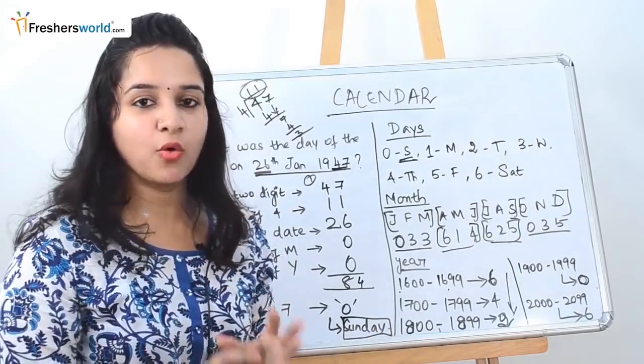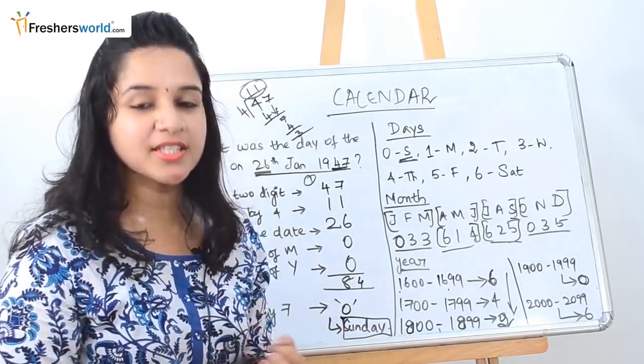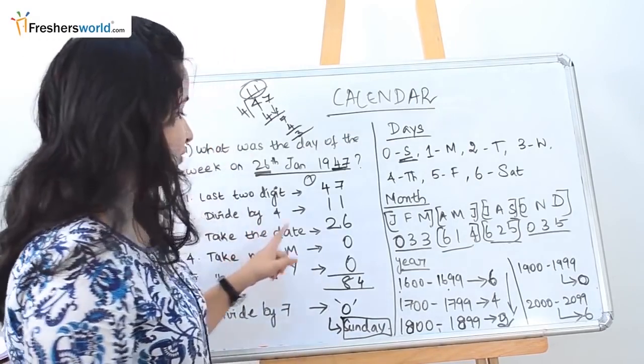So in this question, what you need to know is that for the first 5 steps, first you have to take the last 2 digits divided by 4. Next you have to take the date.